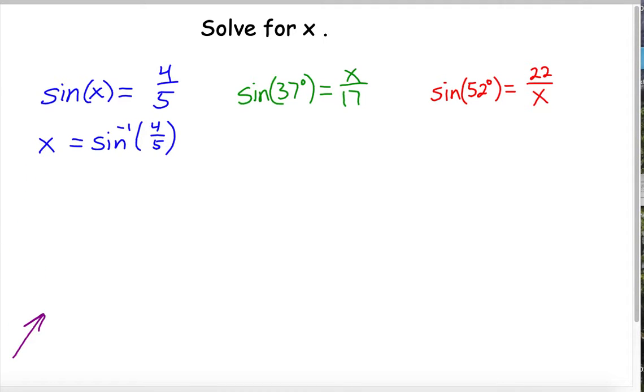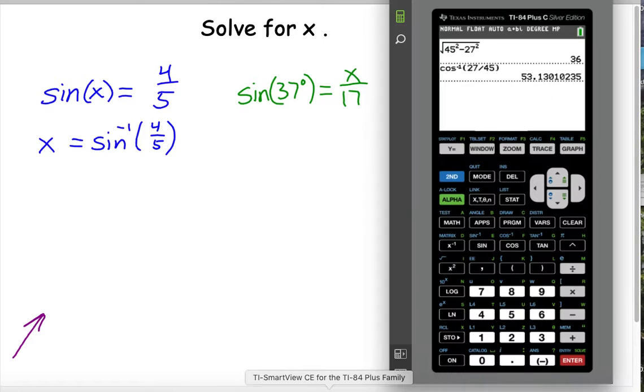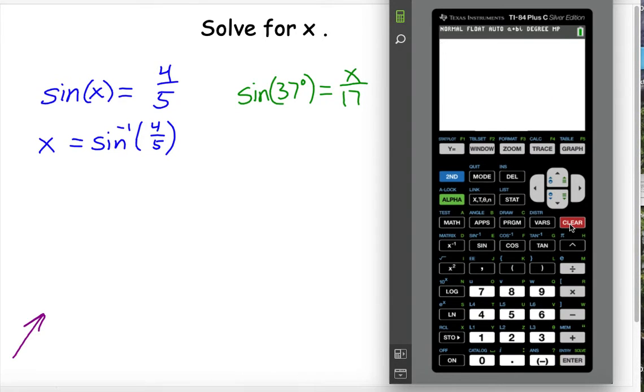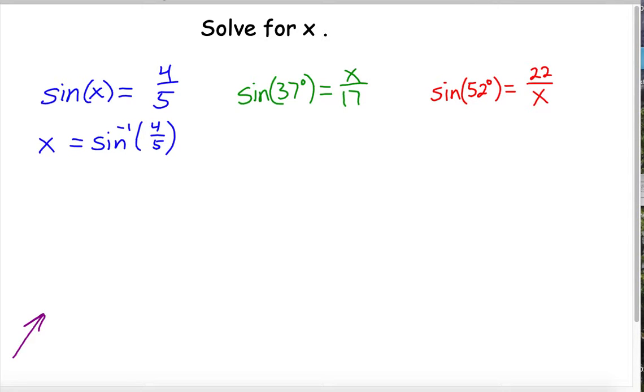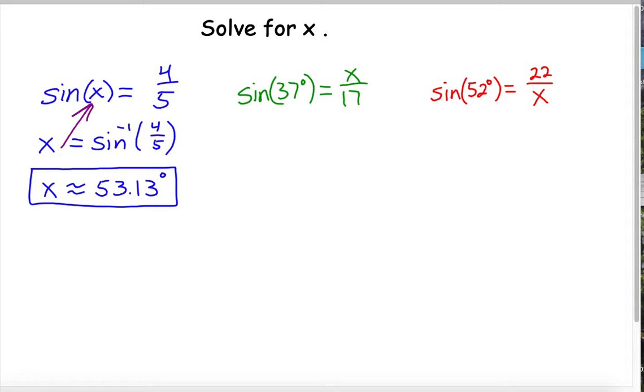So when you have the sine or the cosine or the tangent of x equals, you're going to do the inverse of that function on the calculator to see what you got. So we're going to do the inverse sine, second sine, 4 divided by 5. And there's 53.13. That looks familiar. Oh, that must have been a similar triangle to the one in the opener. So x is approximately 53.13 degrees. So that's how we solve it if the variable is inside the trig function.